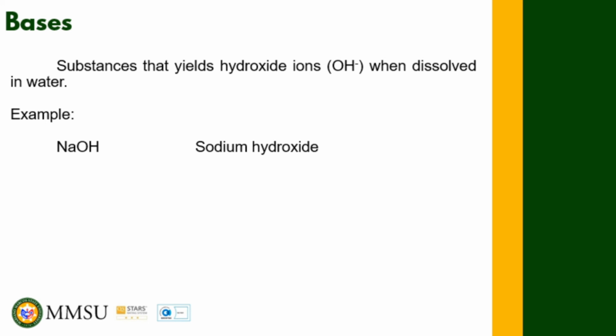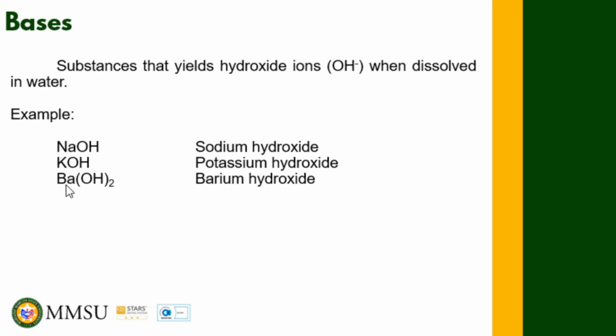So, example, we have NaOH. So, name lang natin yung first element with its name. So, sodium and then yung OH is hydroxide. So, yung name nito is sodium hydroxide. So, for KOH, so K, potassium, so potassium hydroxide. Ba and then OH twice, so barium and then hydroxide. So, as easy as that for naming our bases.